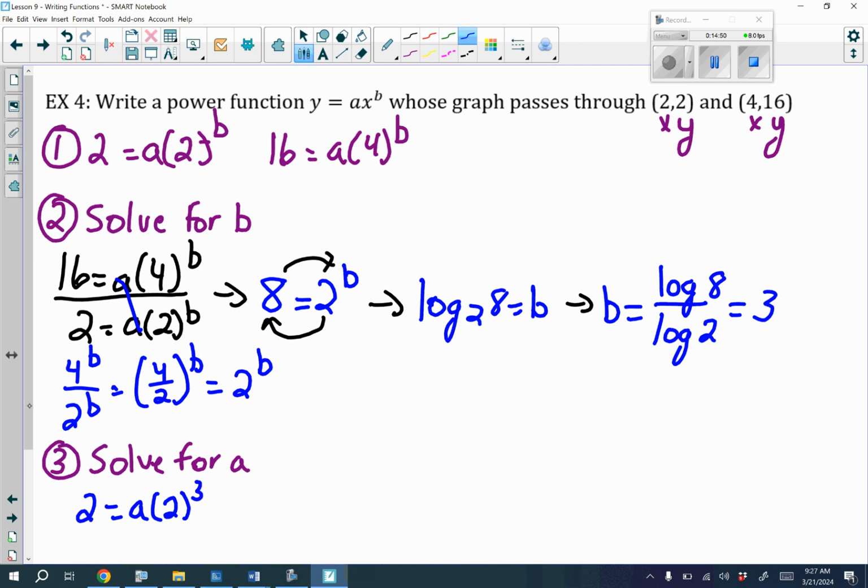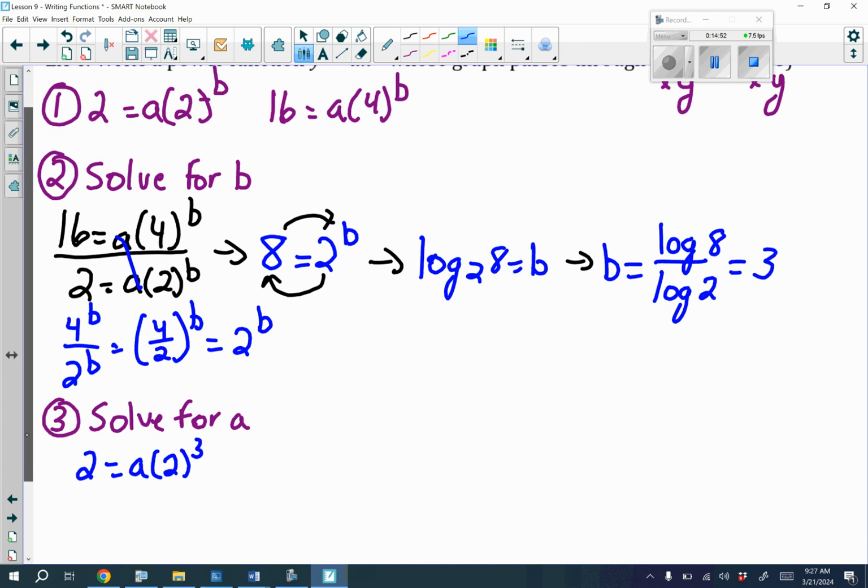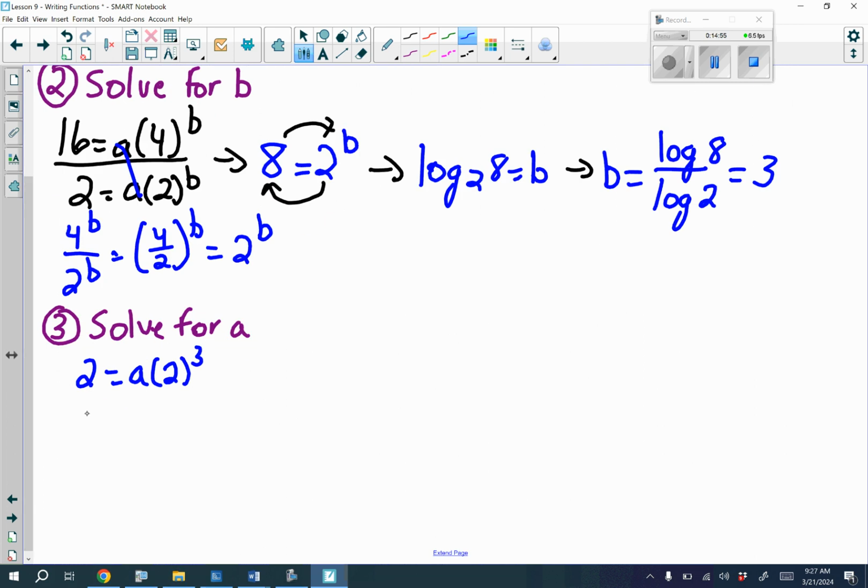Well, 2 to the 3rd is 8, so this one I can calculate because I don't get decimals. So then I'm going to have 2 equals 8a. Divide everything by 8. So that means my a value as a reduced fraction is 1/4.